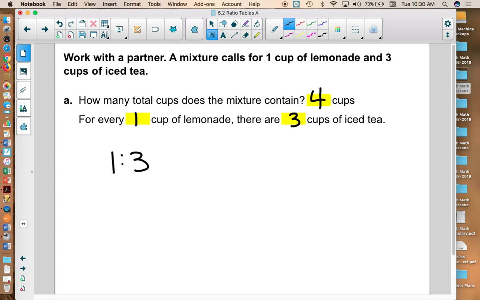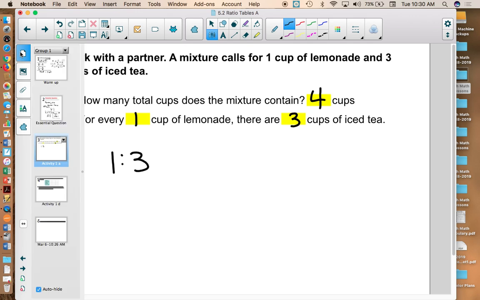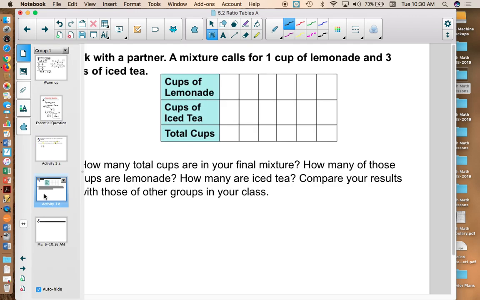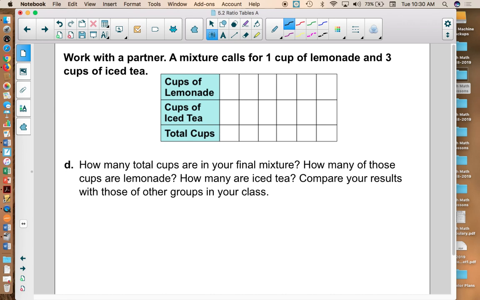All right. Now then, we're going to create a table using this information. Okay? We're going to create, because that's what our whole activity is about. How do we use tables when working with ratios? Okay? Work with the partner. A mixture calls for 1 cup of lemonade, 3 cups of iced tea. We started out with how many total, so we had 1 to 3, do we agree? For a total of 4. Okay? How many total cups are in your final mixture? How many of those cups?